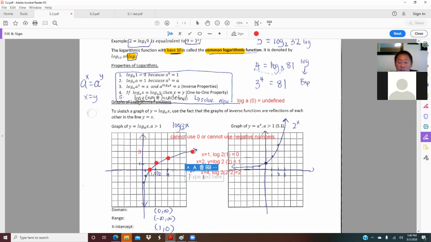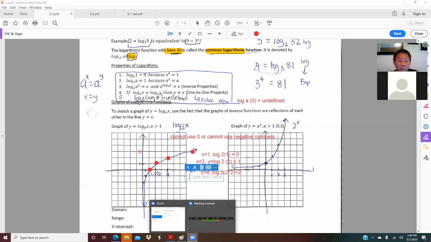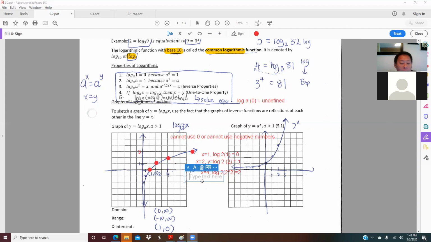Anyone know what number this is? Someone say something. Not 9. Good try, but not 9, because it's log 2. This is going to be 8. And why do I say this is 8? Because this is 2 to the power of 3. So this 3 came from the power here. So that's why we got 8.